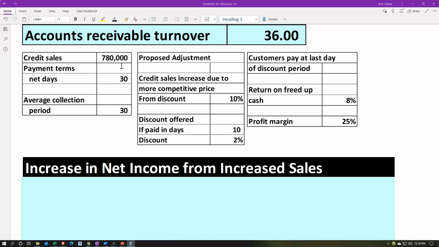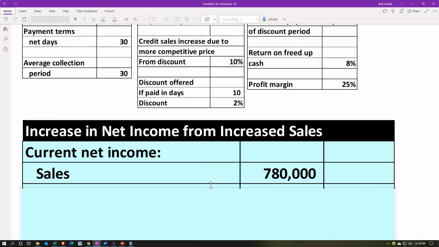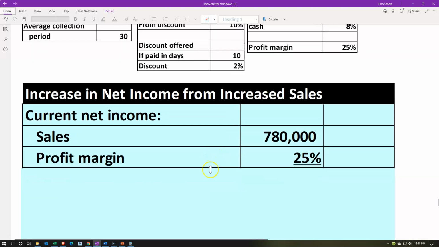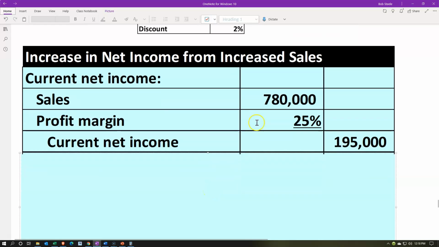We need to figure out the expenses related to that too, to figure out what the bottom line increase, what the bottom line net income increase is for that increase in sales to determine whether or not it was a beneficial thing. So for that, we'll take a look basically at like an income statement. So we got the increase in net income from the increased sales. So we had the sales of the 780,000 and then the profit margin of 25% to get the current net income. This is where the net income basically was before, right? Because the profit margin remember, it's going to be the profit margin is going to be how much we're basically getting of every dollar of sales at the end of the day at the bottom line.